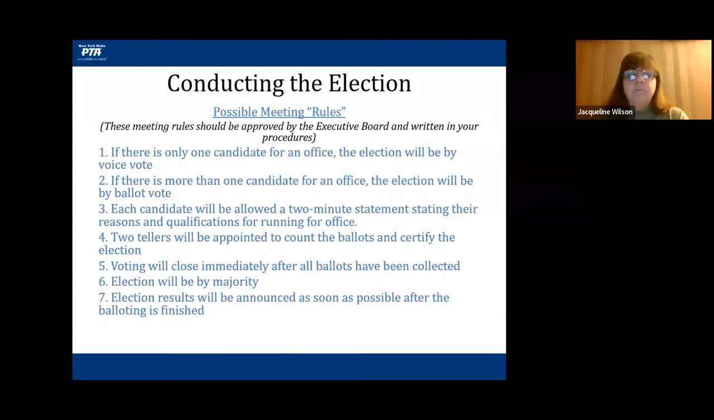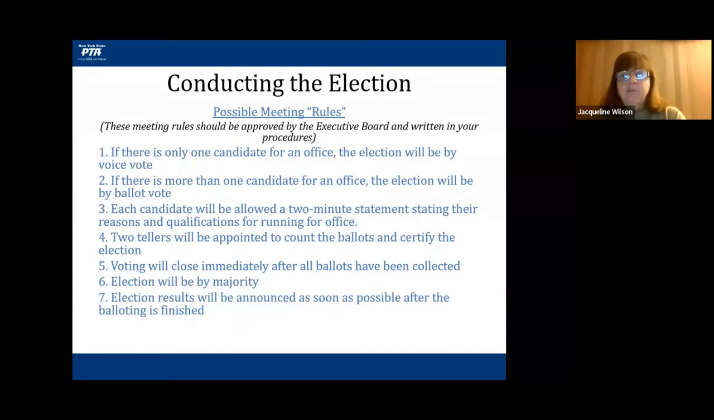Each candidate will be allowed a 2-minute statement stating the reasons for qualifications for running for office. 2 tellers will be appointed to count the ballots and certify the election. Voting will close immediately after all ballots have been collected. Election will be by majority, and election results will be announced as soon as possible after the balloting is finished.